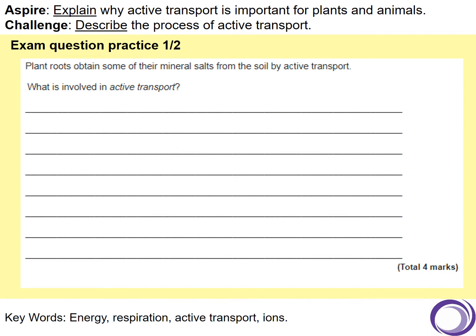Plant roots obtain some of their mineral salts from the soil by active transport. What is involved in active transport? 4 things. I'll give you 2 minutes to have a think about it and jot some ideas down, either in your book or on your whiteboard. Off you go.